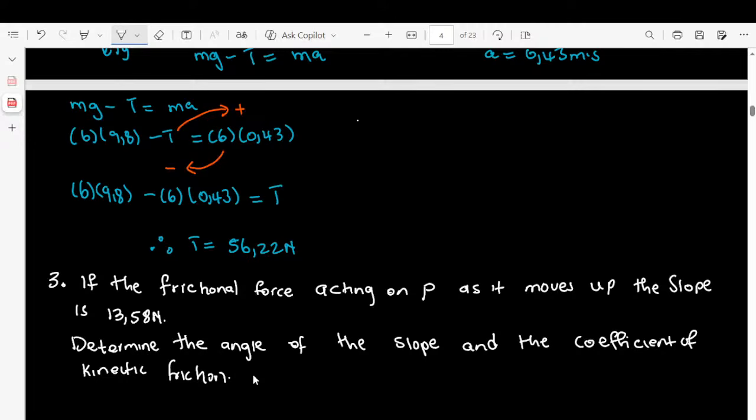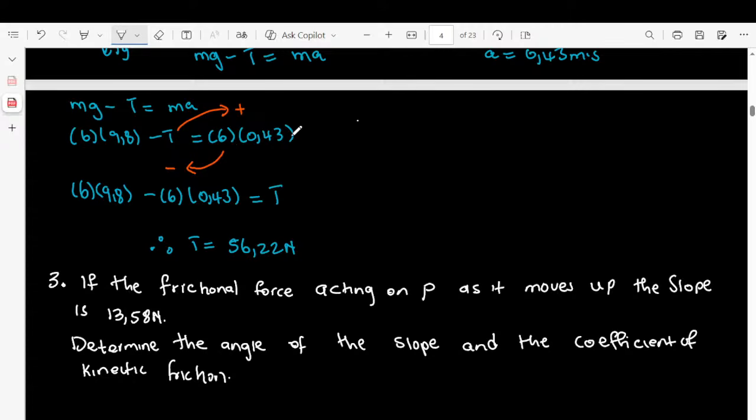Okay, so they say that if the frictional force acting on P as it moves up. Guys, I'll try to increase my writing so that you can see now. We are given the frictional force as 13.58, and they want you to determine the angle of the slope and the coefficient of kinetic friction.